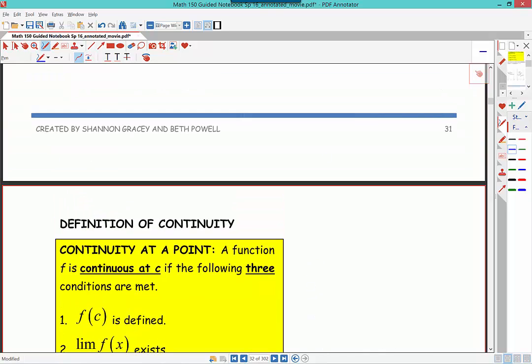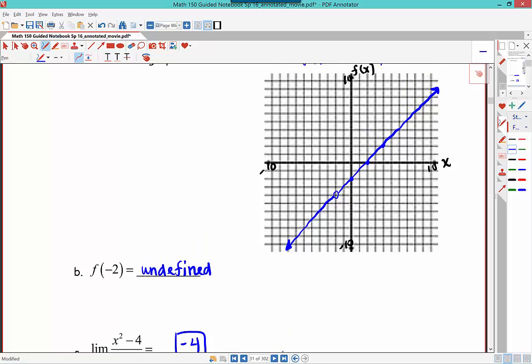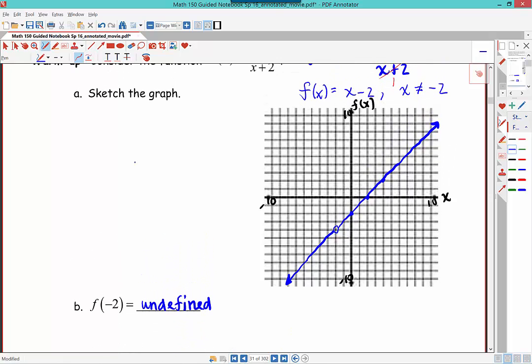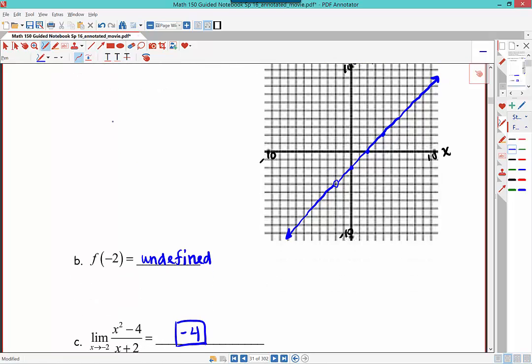So if we look back at our warm-up, what do you think? Would this function f be continuous at x equal to -2? Good, it would not, because the function does not exist at -2. Remember, there's an open circle on the graph, so therefore it would fail the first condition, and there's no need to go on to the other conditions. It is not continuous at x equal to -2.